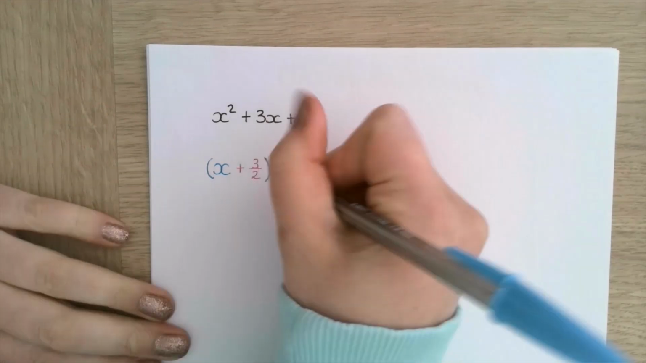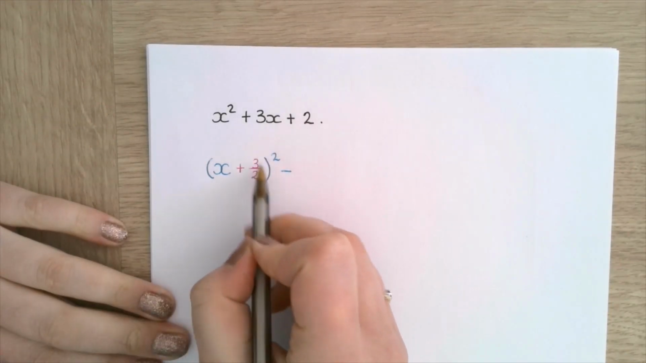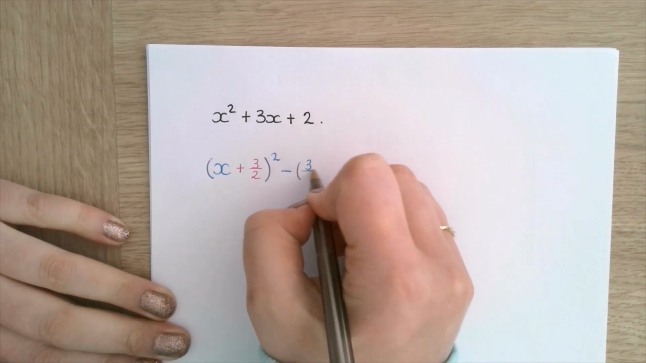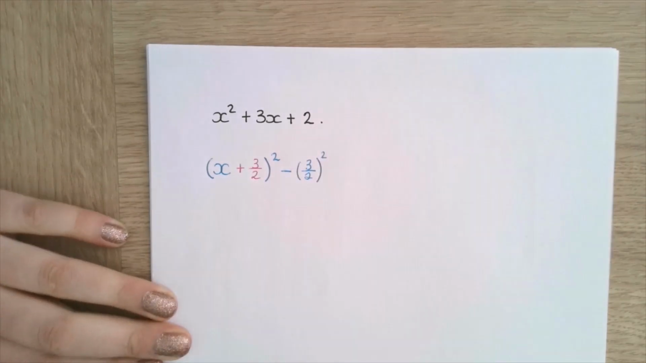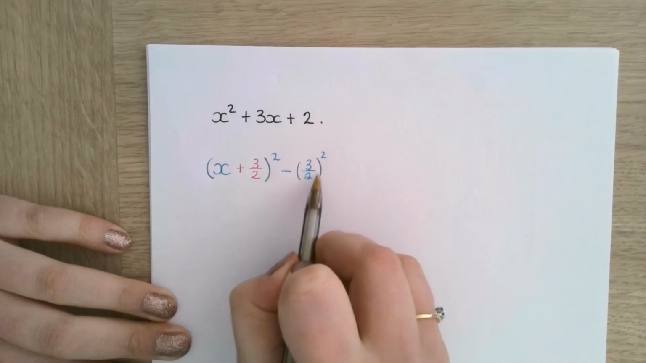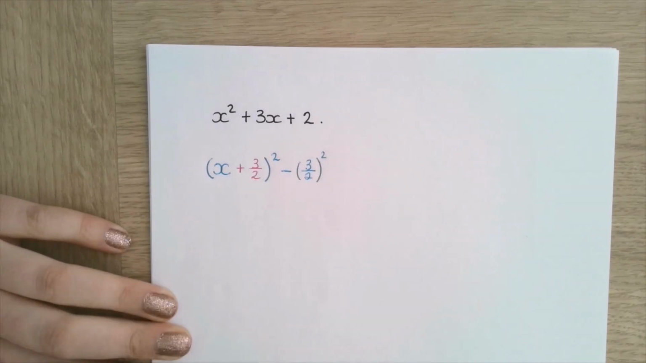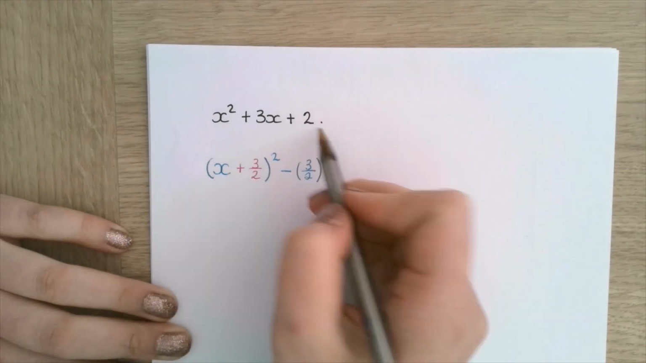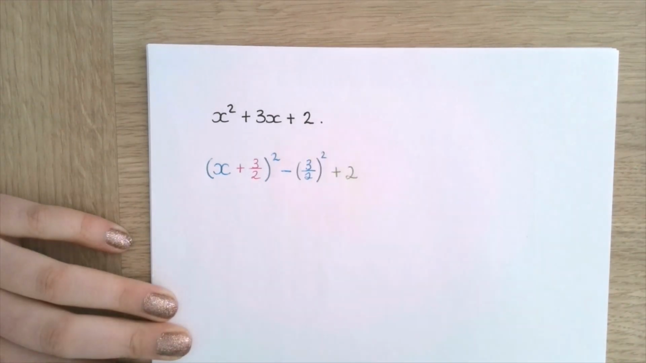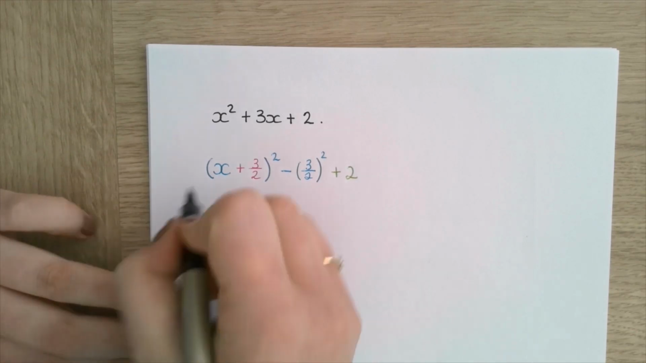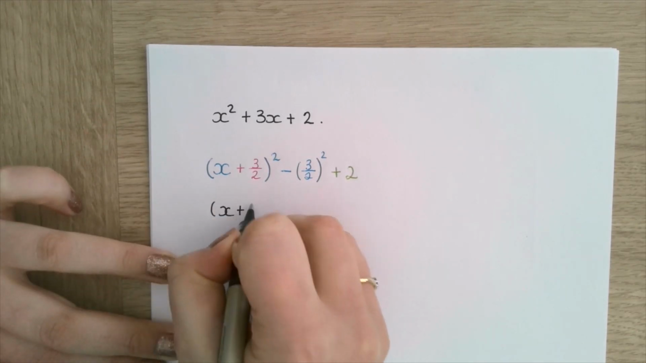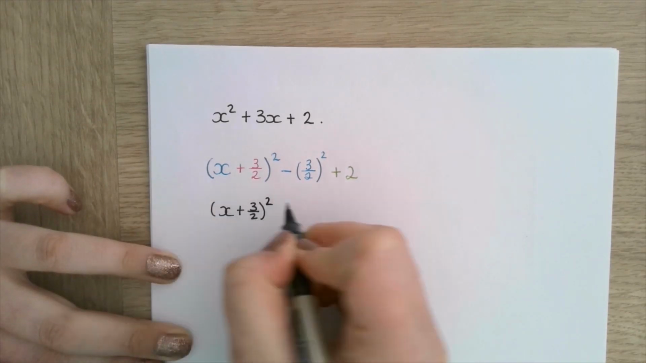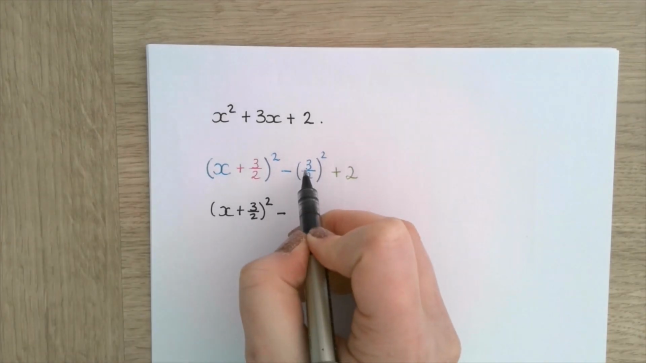I now need to subtract this number squared. Now, what I'm going to do is I'm just going to write that. As you can see, that is this number squared. I've also got to remember to add the 2 on at the end. So what do I have? I've got x plus 3 over 2 all squared minus 3 over 2 squared.